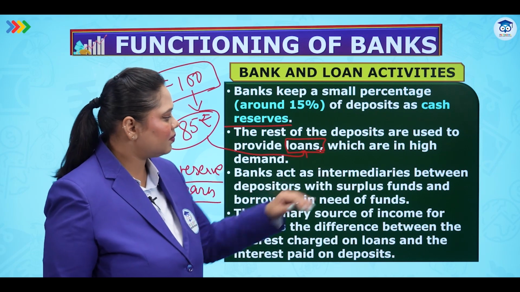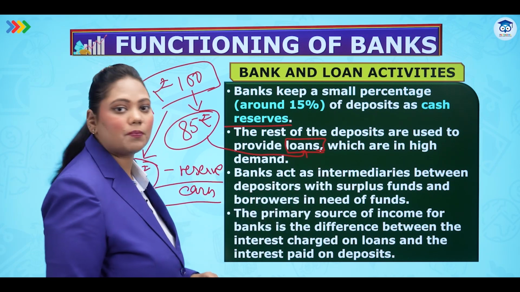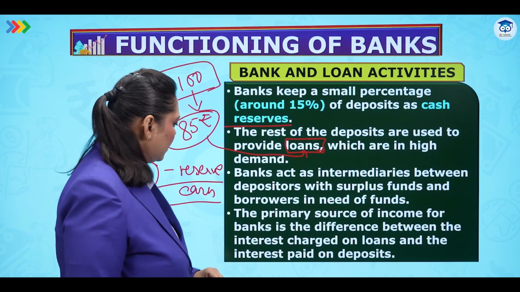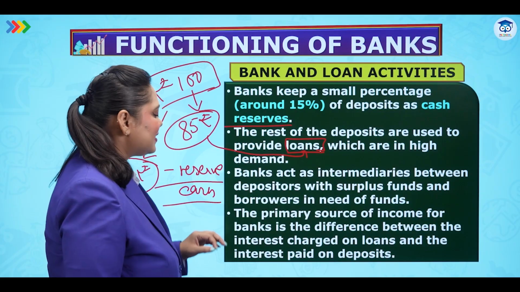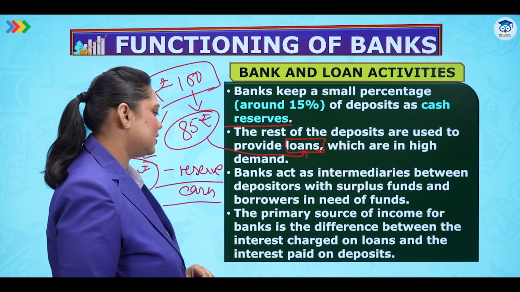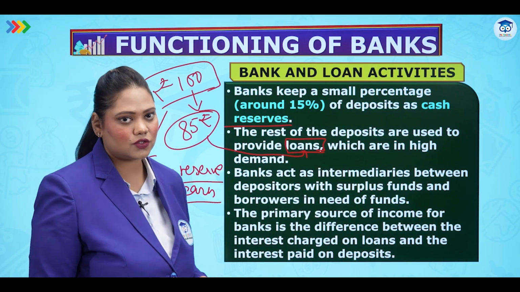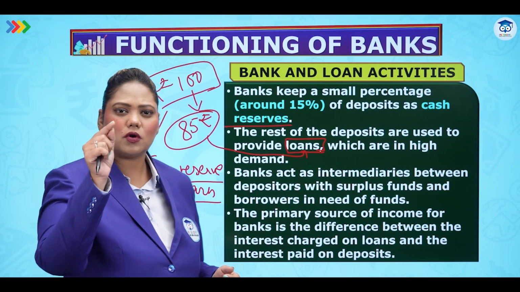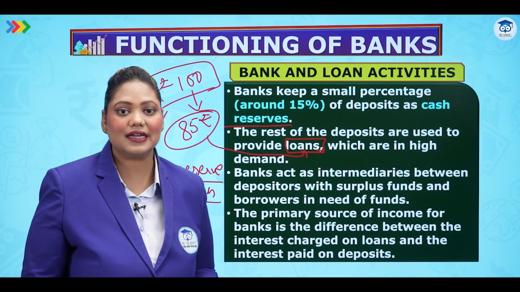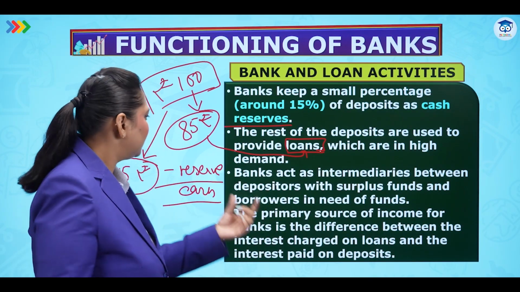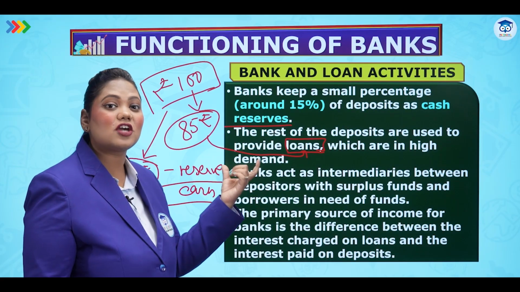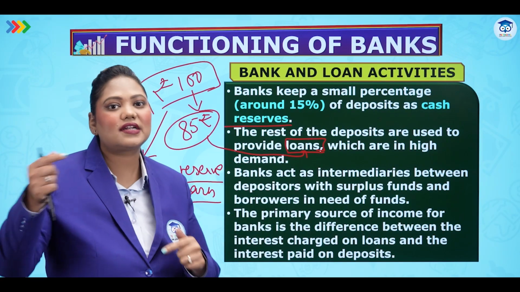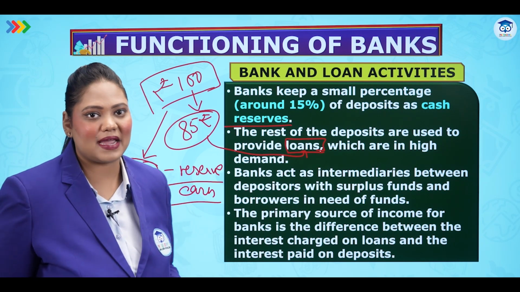Banks act as an intermediary between depositors with surplus funds and borrowers who are in need of funds. The primary source of income for banks is the difference between the interest charged on loans and the interest paid on deposits. So like I told you, when you keep your surplus money in the bank, they give you a small amount of interest. But when they give this 85 rupees as loans, they charge a higher amount of interest on this 85 rupees. The difference of these two interests is the earning for the bank.